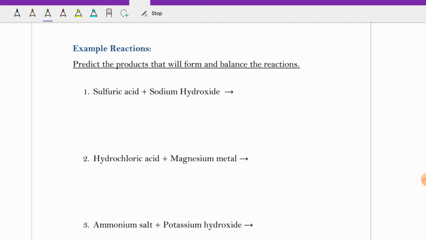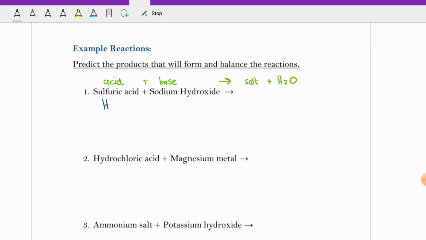So for the first reaction, we're starting with sulfuric acid and we're reacting that with sodium hydroxide. So this is a normal neutralization reaction, and therefore a double displacement will occur, but we will look into that. So remember that when you react an acid with a base, you will form a salt plus water. Bearing this in mind, you can now go and predict the product.